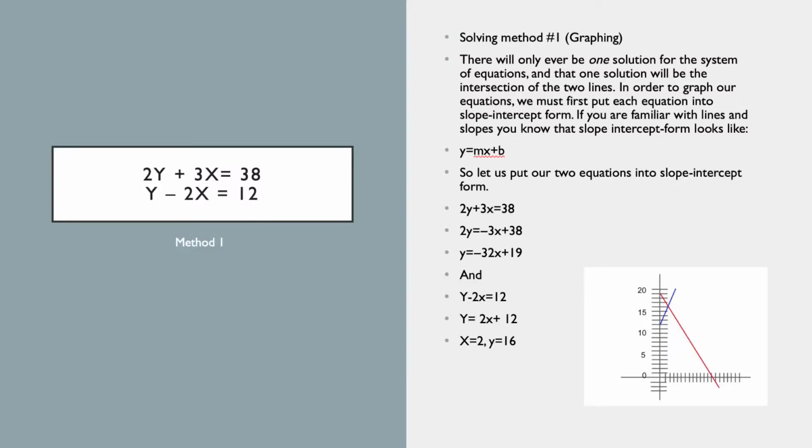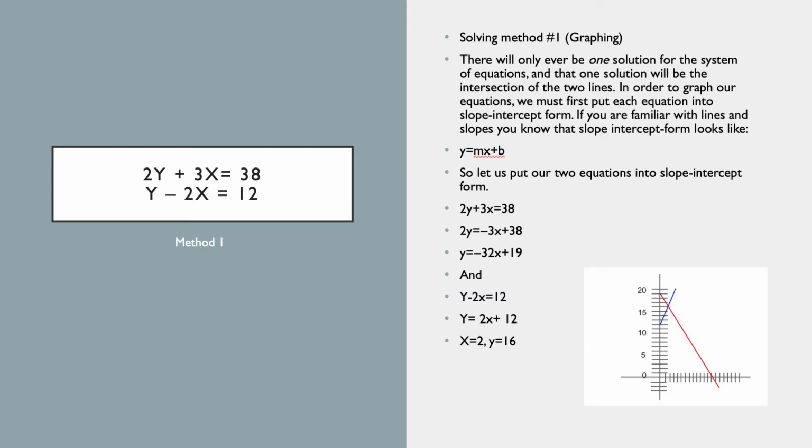So let's begin with our first method. The example we'll be working on today is 2y + 3x = 38 and y - 2x = 12. So the first method says that there will only be one solution for the system of equations, and that one solution will be the intersection of the two lines.